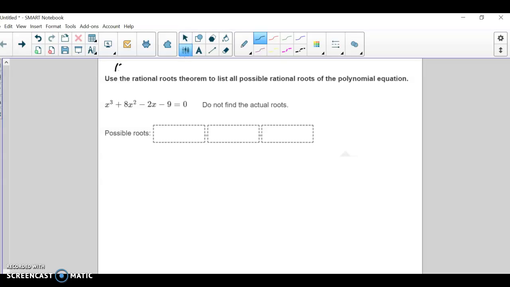All right, this is number one test correction video on the 5.9, 5.5 test. We don't have to find any roots here, just list what is possible.